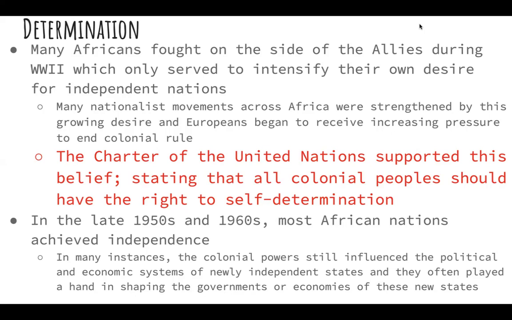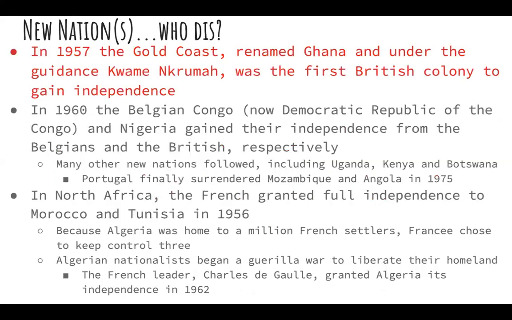In the late 50s and 60s, most African nations achieved independence. In many instances, the colonial power still influenced the political and economic systems of newly independent states. They often played a hand in shaping the governments or the economies of these new states. New nations, who dis?